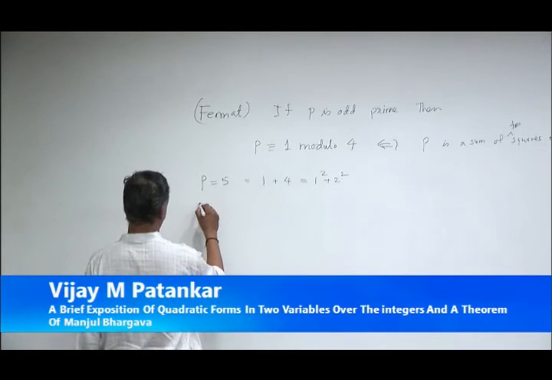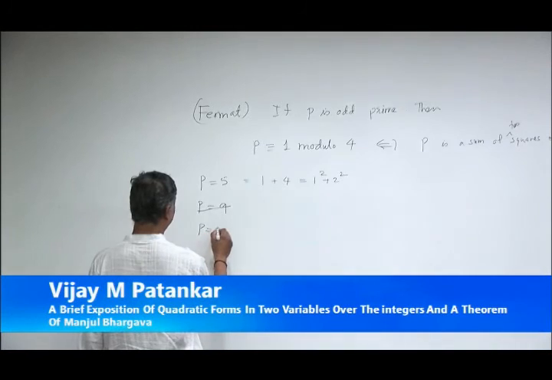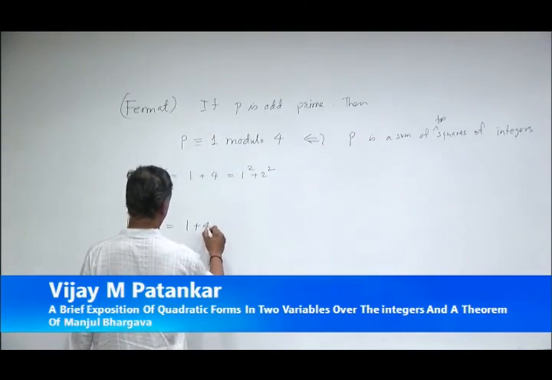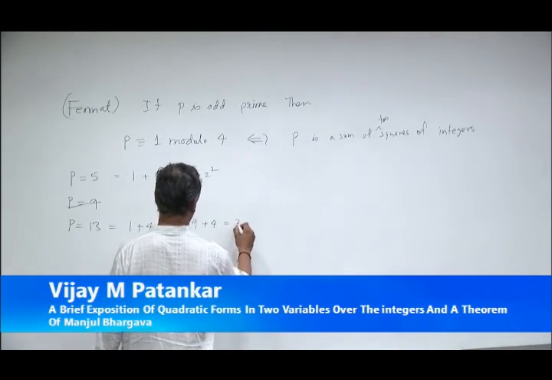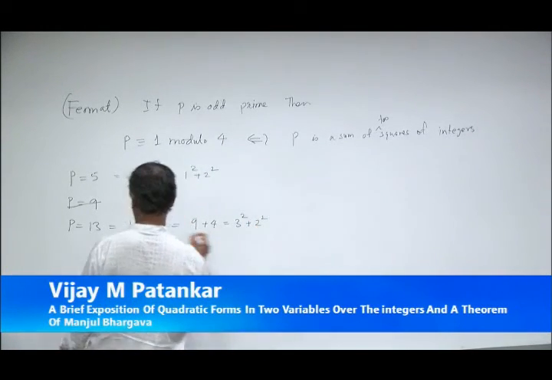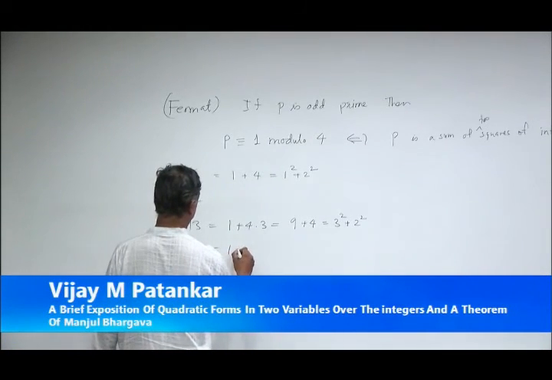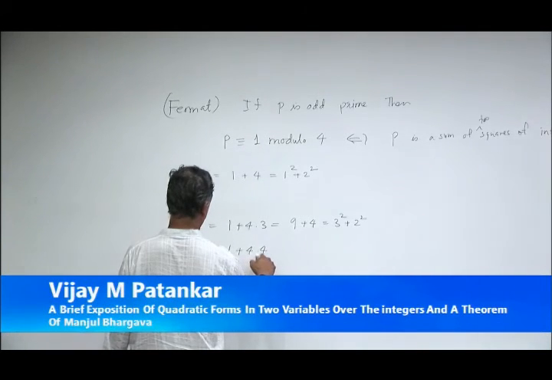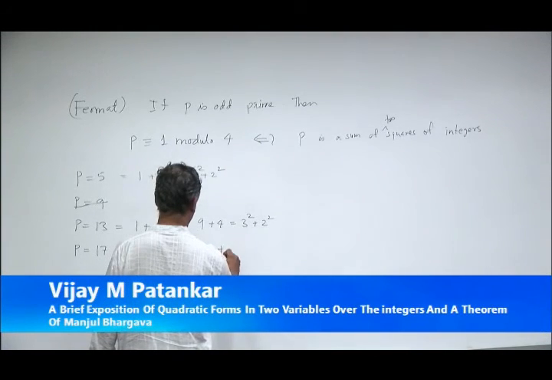Okay, next prime, P equal to 9. Okay, no, it's not. So P equal to 13, which is 1 plus, let's write it like 4 times 3, which is the same as 9 plus 4, which is the same as 3 square plus 2 square. The next prime of this type is 17, which is 1 plus 4 times 4. So when divided by 4, it leaves remainder 1. And then this is easy. This is 1 square plus 4 square.